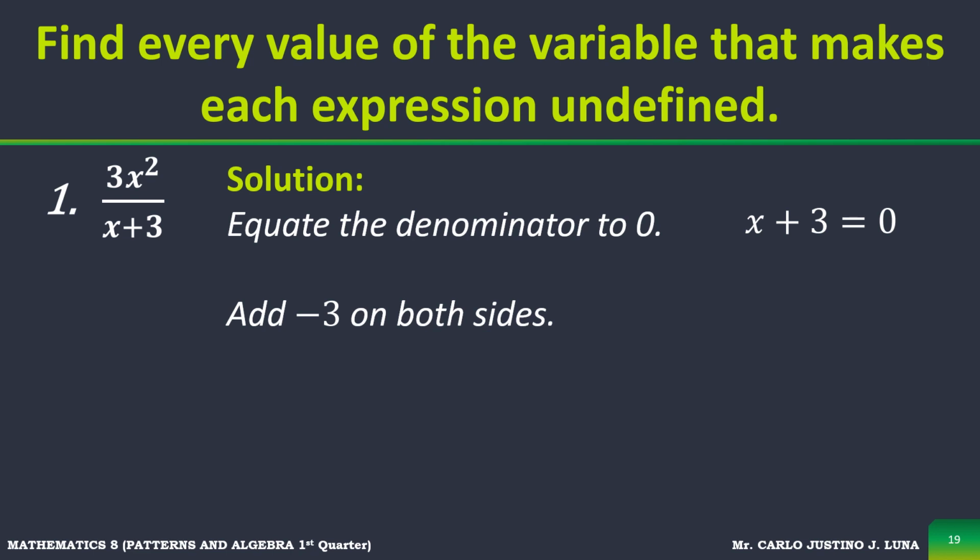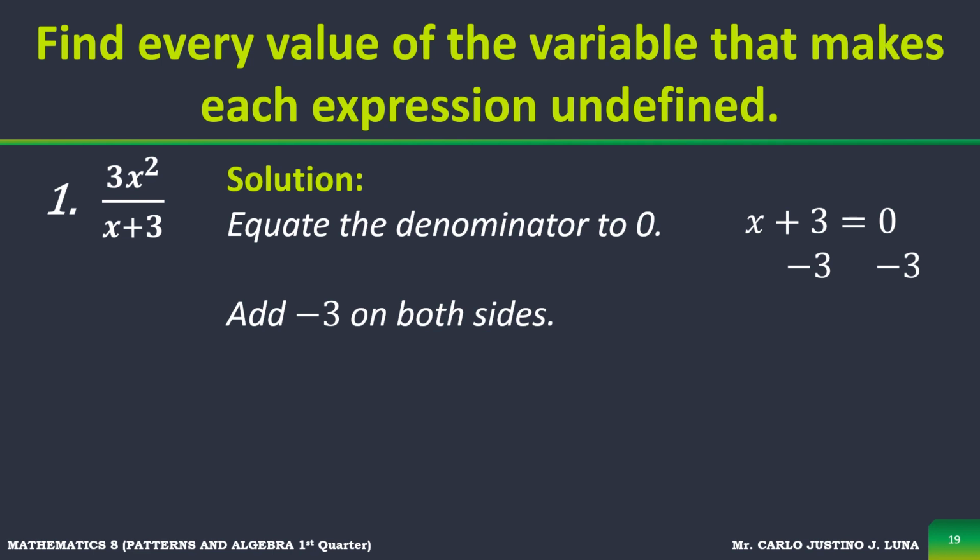Next is, we will add negative 3 on both sides. Why negative 3? Kasi dun sa ating obtained equation, x plus 3 is equal to 0, kailangan matira na lang sa left side ng ating equation ay yung variable natin, yung ating unknown. Okay? So, paano natin tatanggalin yung 3 doon sa left side? So, we have to add negative 3 on both sides para ma-cancel out or para mawala yung 3 dun sa left.